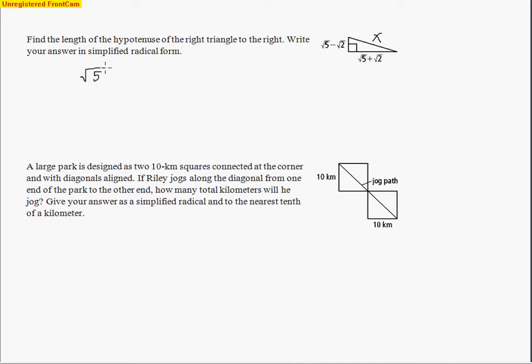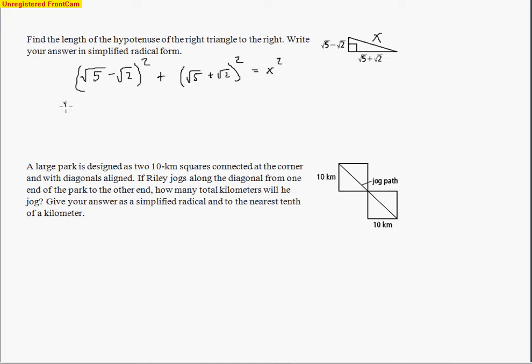To come up with the answer for the hypotenuse, I'm going to use the Pythagorean theorem, which says I square the leg plus the square of the other leg is going to give me the square of the hypotenuse. And this is going to equal x squared. When I go ahead and square this, this is going to end up making the square root.